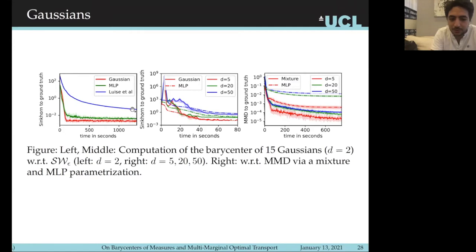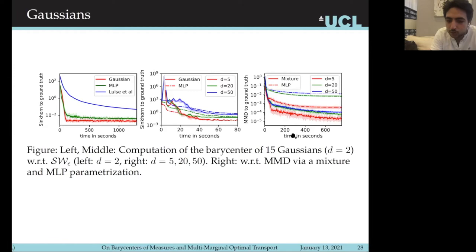Now we go into higher dimensions. We go into d equals 5, 20, and 50. And we consider both the Gaussian and MLP parameterizations. This is again Sinkhorn barycenters. And we actually see that the MLP is indeed a very good inductive bias for learning Gaussians because it recovers really good solutions even in high dimension, solutions that are close to the Gaussian parameterization. Always slightly worse, but still pretty good. And that's because it's a good inductive bias for learning smooth and continuous data.